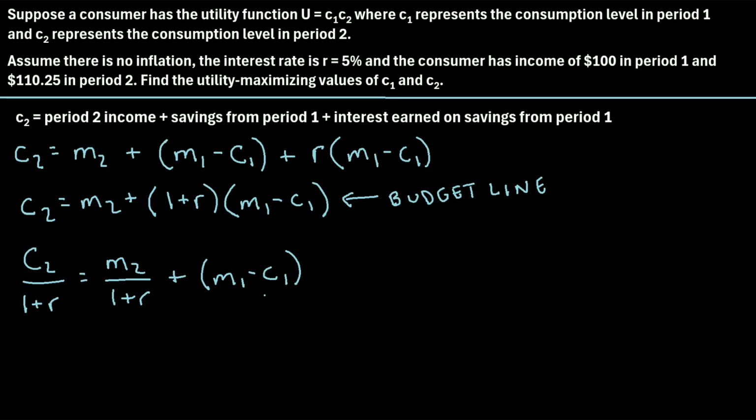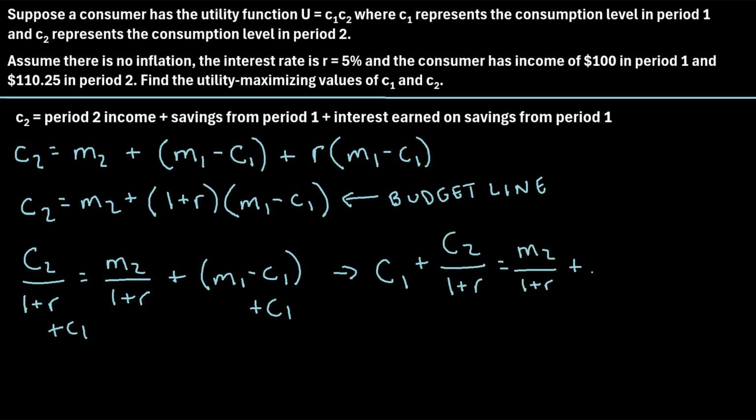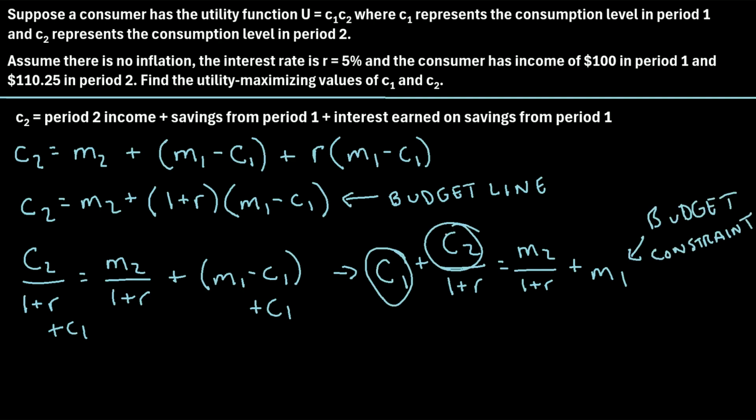Now remember, we said to write the budget constraint, we want all of the C's on one side. So let's go ahead and just add a C1 to both sides. So here's what we get when we do that. C1 plus C2 over 1 plus R is equal to M2 over 1 plus R plus M1. This is our budget constraint equation. So this equation tells us what our consumption levels can be based on our income from period 1 and period 2. And we'll see that we're going to use this equation later on when we're solving this problem.